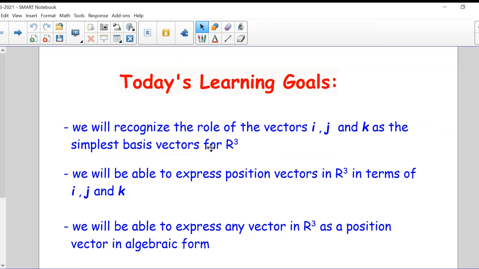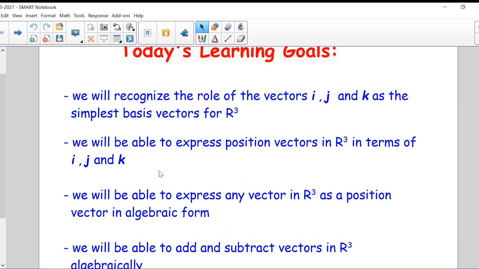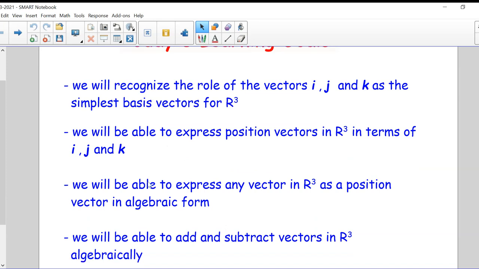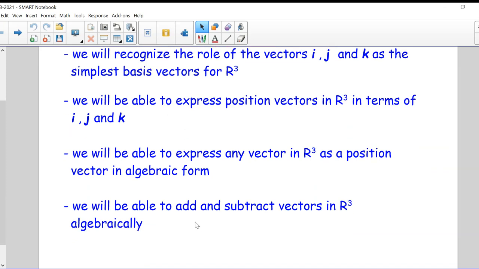So apart from the x and the y-axis, which you're accustomed to, you've seen x and y-axis all your life, probably from before high school, I'm going to recognize the role of three vectors now, i, j, and k, as the simplest basis vectors for R3. I'm going to be able to express position vectors in R3 in terms of i, j, and k, express any vector in R3 as a position vector in algebraic form, and add and subtract vectors in R3 algebraically. And if you think of what we just did in R2, R3 is going to make a lot of sense.